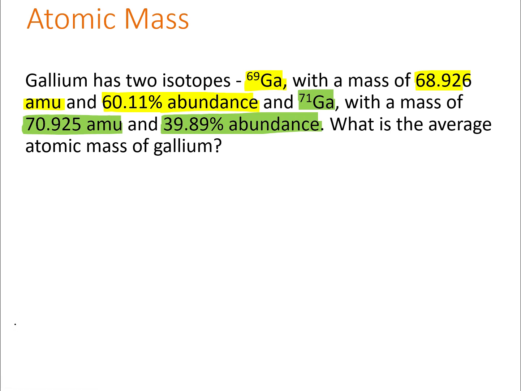We need to figure out the average atomic mass of gallium. Average atomic mass is the same thing as saying we want the weighted average. Whenever you're doing an atomic mass question like this, where you get percent abundance and you get the mass of each isotope, you're calculating a weighted average. Don't be tempted to do a regular average.